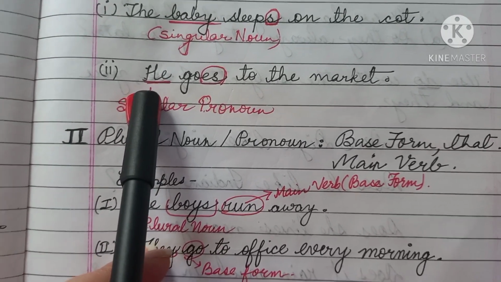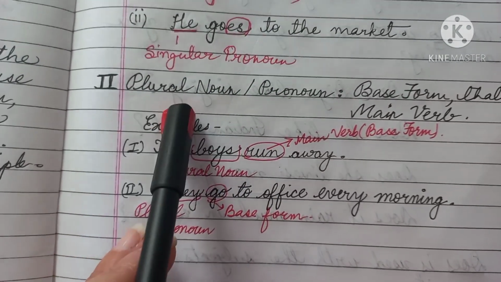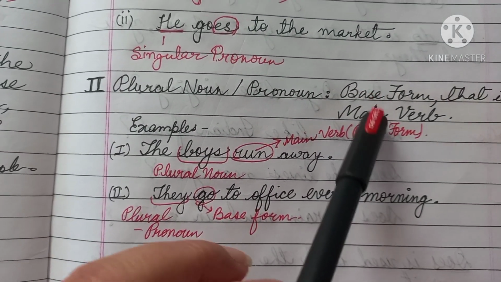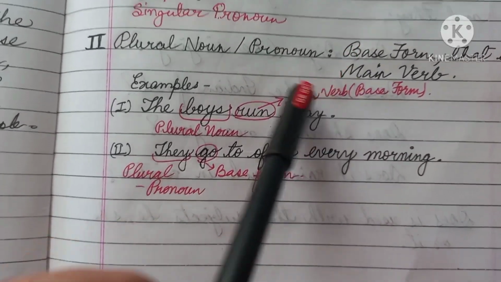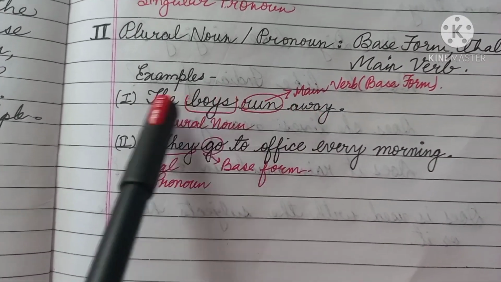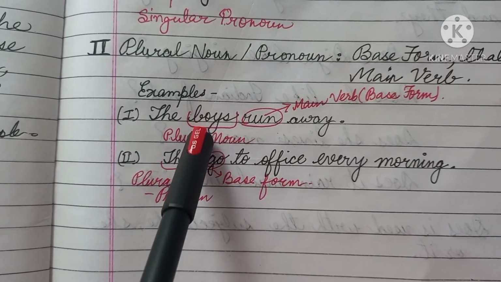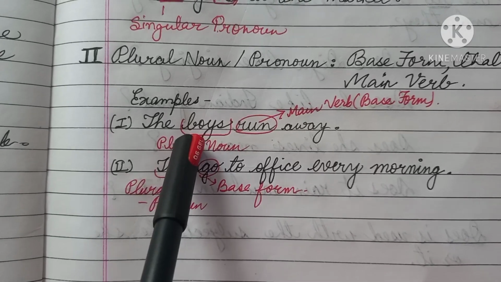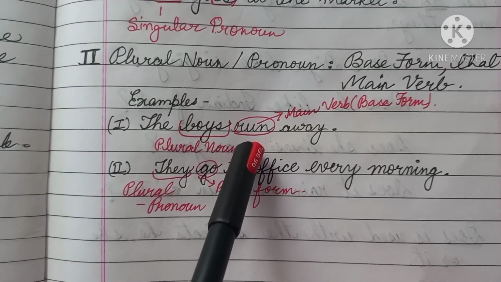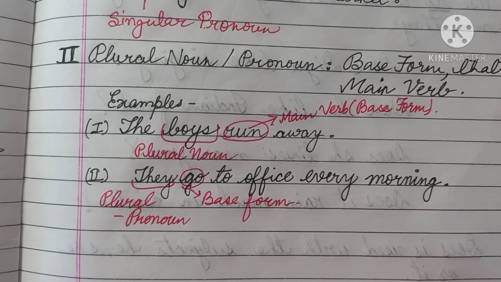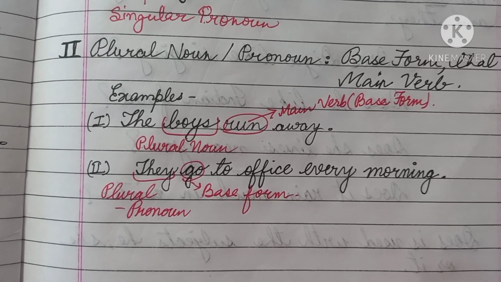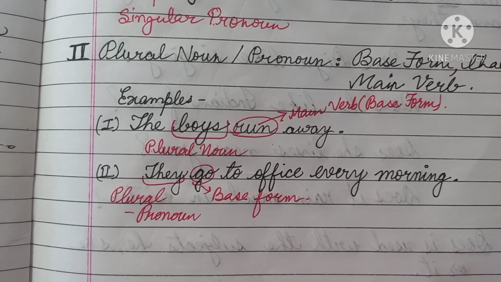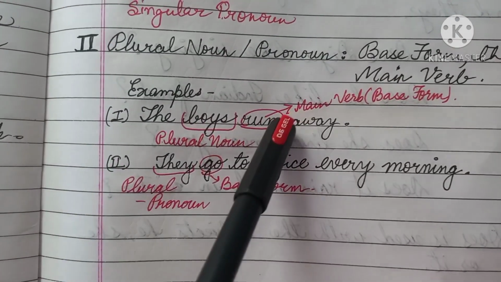Now, the second rule: plural nouns or pronouns take the main verb, that is, the base form. Let us see the examples. The boys run away. Here the plural form of boy is boys, and the rule says that with a plural noun or pronoun, you add the main verb only. You do not have to change it or add s or es to it. You simply write the base form: the boys run away. The boys is the plural noun and run is the main verb.